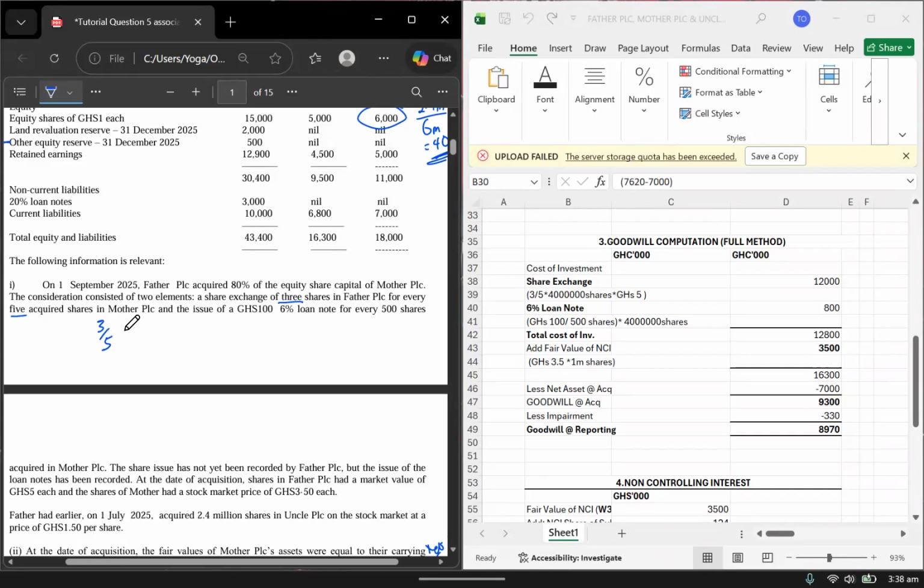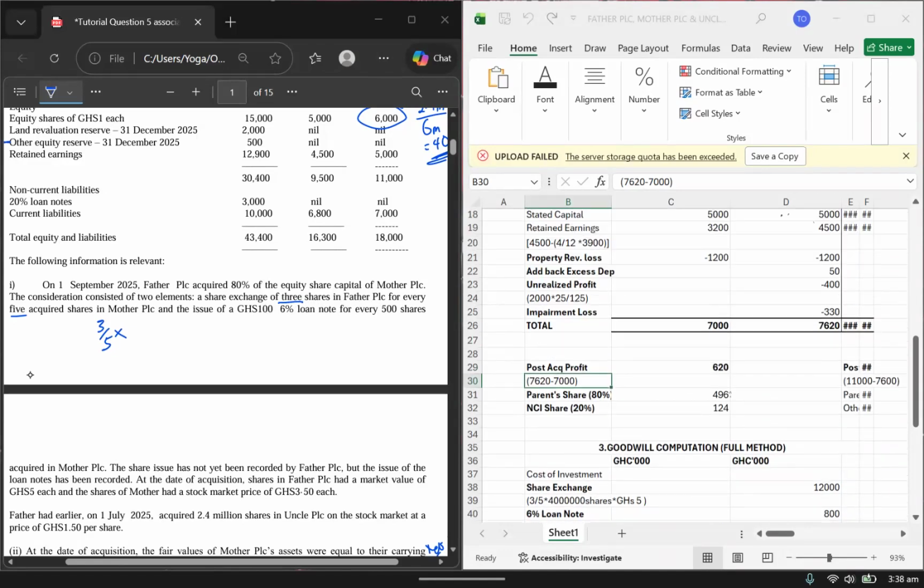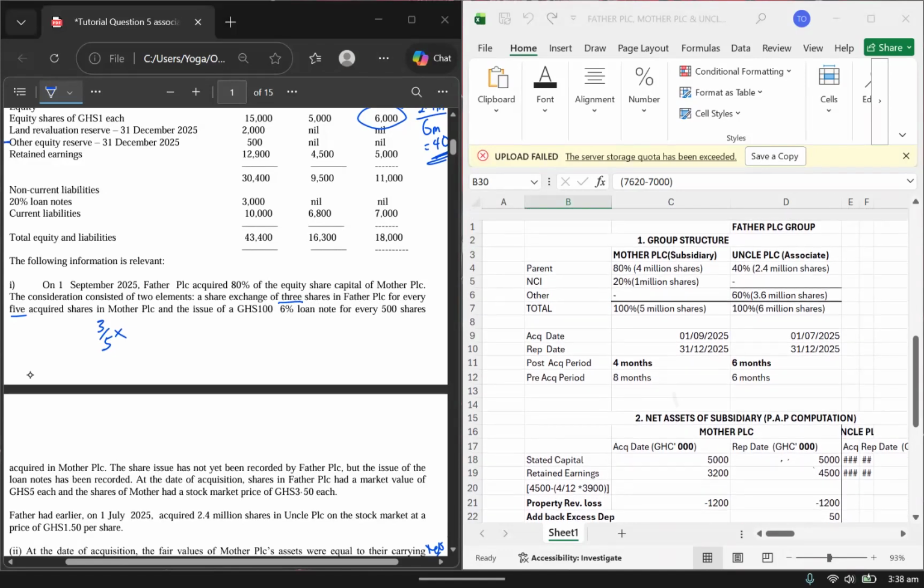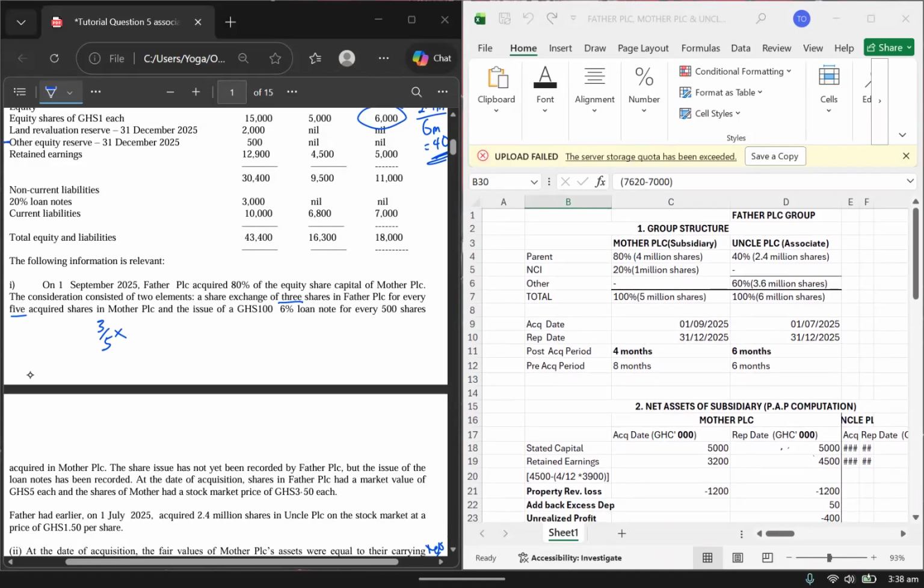So 3/5. Now, we look for the number of shares that we've acquired. So see that this is what I was saying earlier, that the group structure, when you do it this way, you're able to add the number of shares to it. But it doesn't mean that everyone should go by this, please. You can choose to do the arrow thing. Okay. So with this one, I know that the parent acquired 80%, which is 4 million.